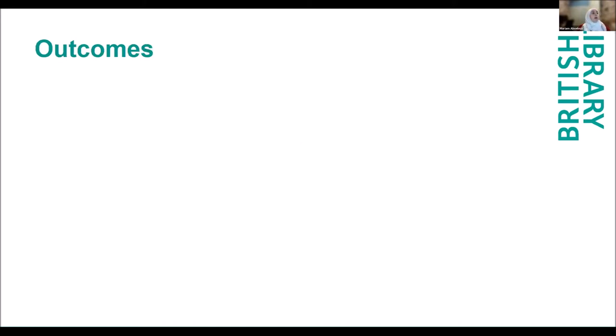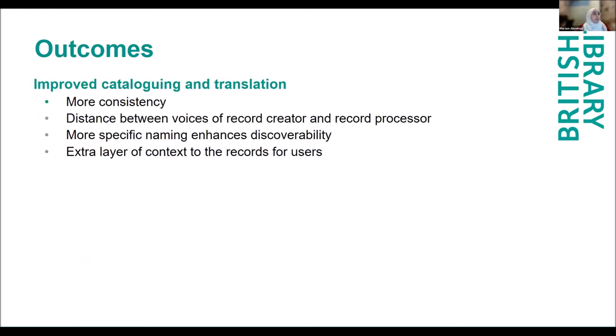So in terms of outcomes, we believe that the work we have done with these projects has many benefits, including some tangible outcomes. The key outcome is improved cataloging and translation in the form of more consistency in our practices and more distance between ourselves and the record creators. In addition, the more specific naming of individuals, groups, and locations enhances discoverability on the QDL, and the extra layers of context to the records enriches the user experience.